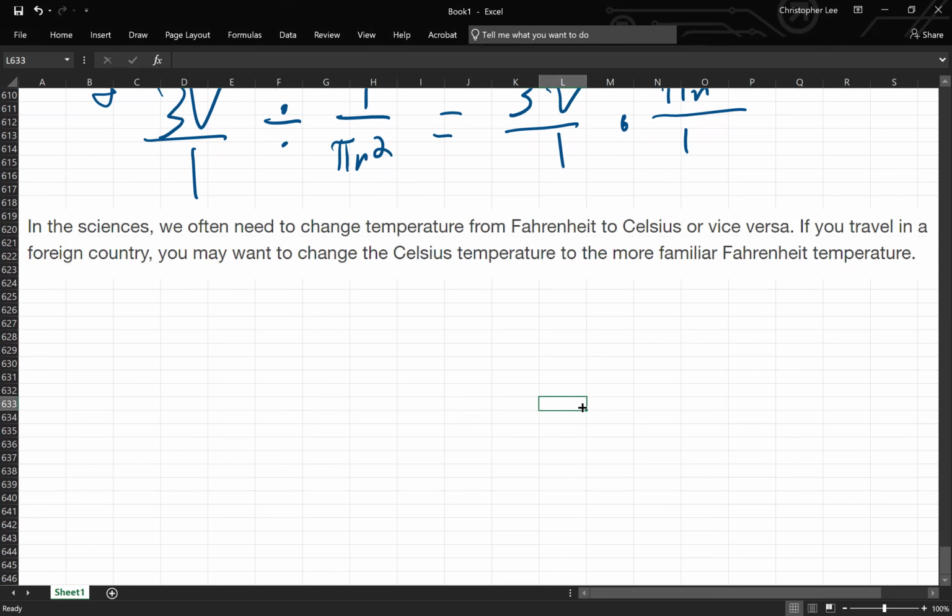So in the sciences, we often need to change temperature from Fahrenheit to Celsius or vice versa, right? If you travel in a foreign country, you may want to change Celsius temperatures to the more familiar Fahrenheit temperatures.